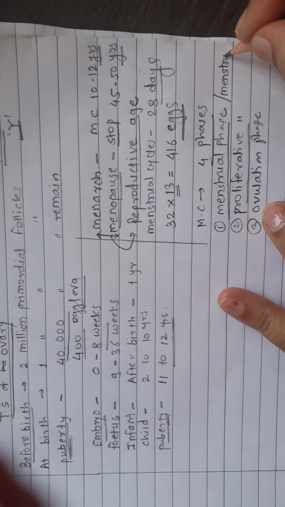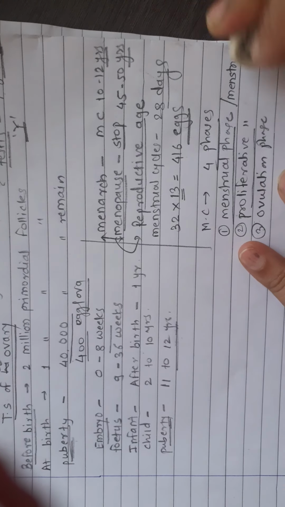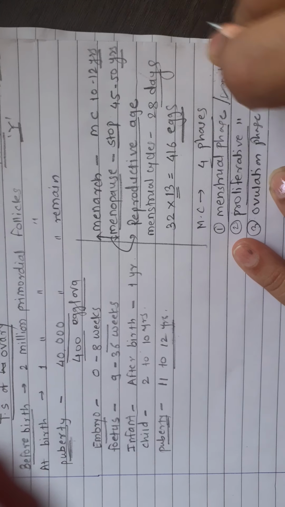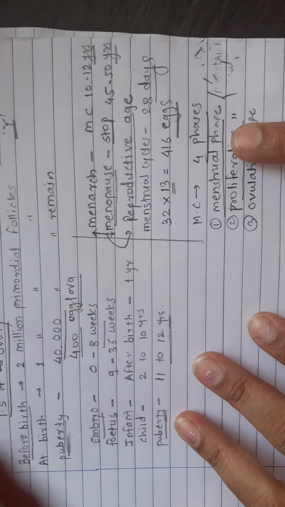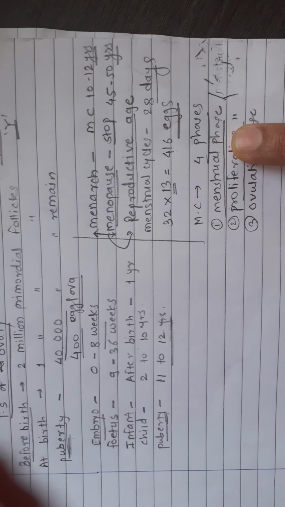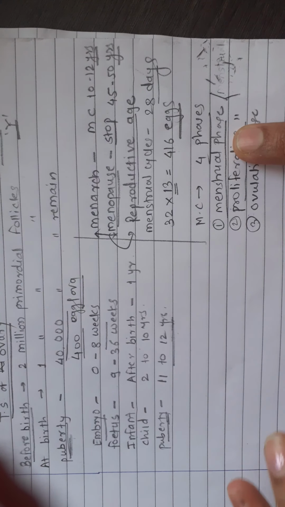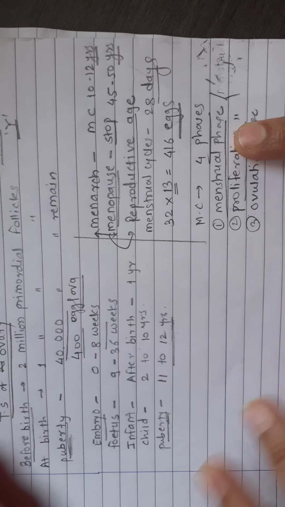Menstrual phase, or bleeding phase. The first phase is the menstrual phase. It begins at each cycle, and the first day of the cycle is taken as day one.